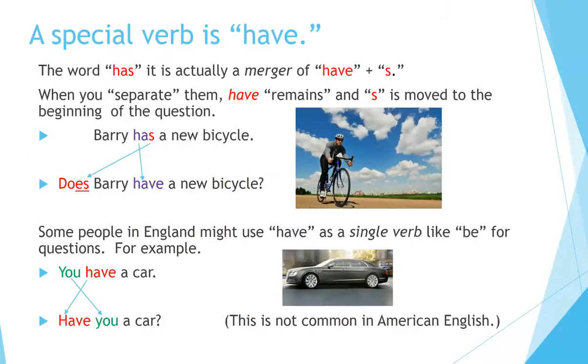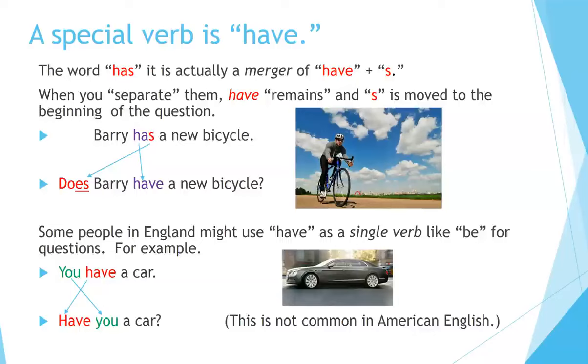A special verb is have. The word has is actually a merger of have plus S. When you separate them, have remains and the S is moved to the beginning of the question. For example, Barry has a new bicycle. If we make a question, we start with do, change it to does. Does Barry have a new bicycle?